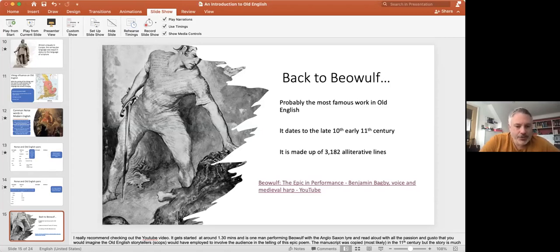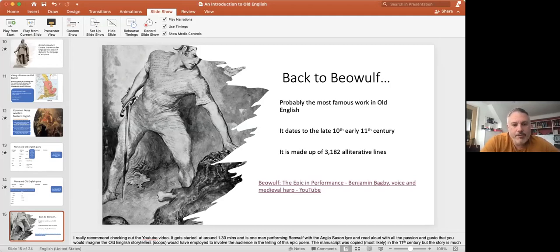It's alliterative. We're going to talk about Old English alliteration in a second. And it was designed to be performed. So the fact that it was written, most scholars seem to think today, it would have been the first time in hundreds of years that it would have been written. It would have normally been performed by an Anglo-Saxon musician poet, a scop, who would have played it accompanied by music, normally something like you're about to see, the Anglo-Saxon lyre.